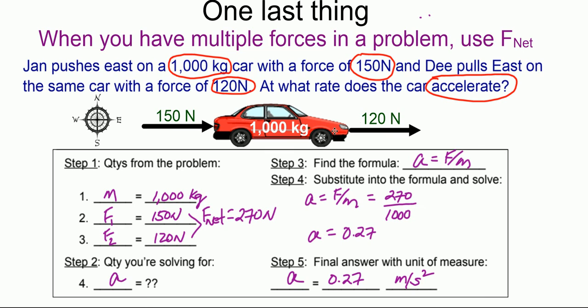So here we want acceleration, don't we? So we'll use that formula for acceleration. Here it is, and of course it's 270 now over 1,000, and we get an acceleration of 0.27 meters per second squared. All right, that's it for net force.